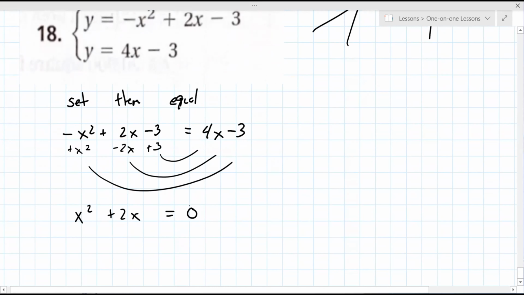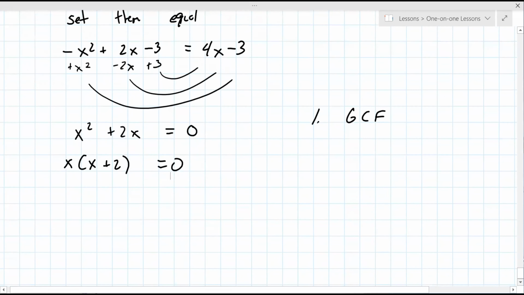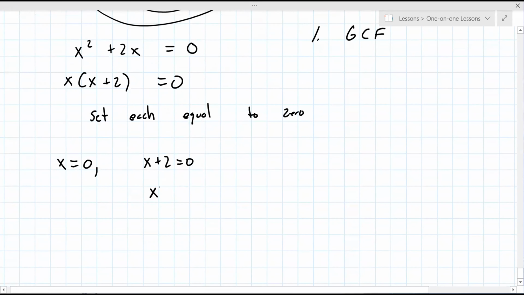Sometimes students are like, I don't know what to do here, because you're used to having that number there. Well, the very first type of factoring is GCF, and there's an x in both of these. So you can factor that x out, and then you can set each of these equal to 0. So you can set x equal to 0, x plus 2 equal to 0, which gives you x equals minus 2.